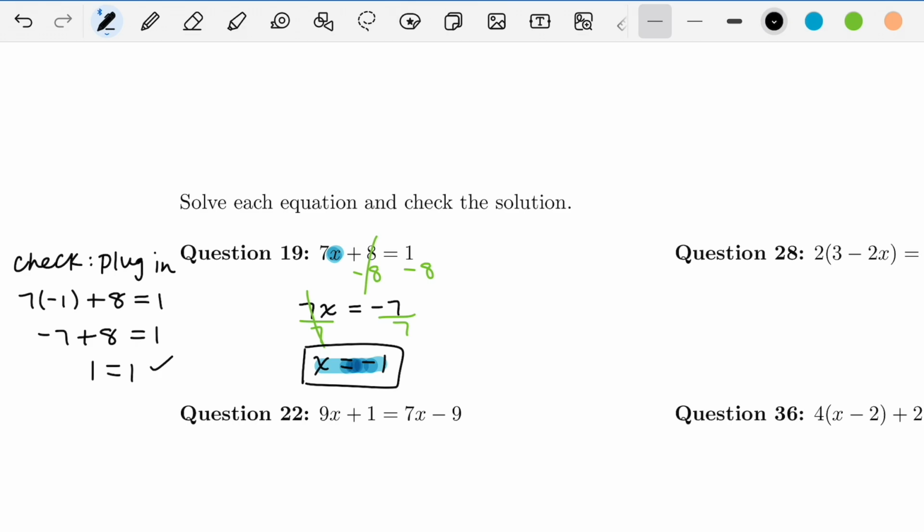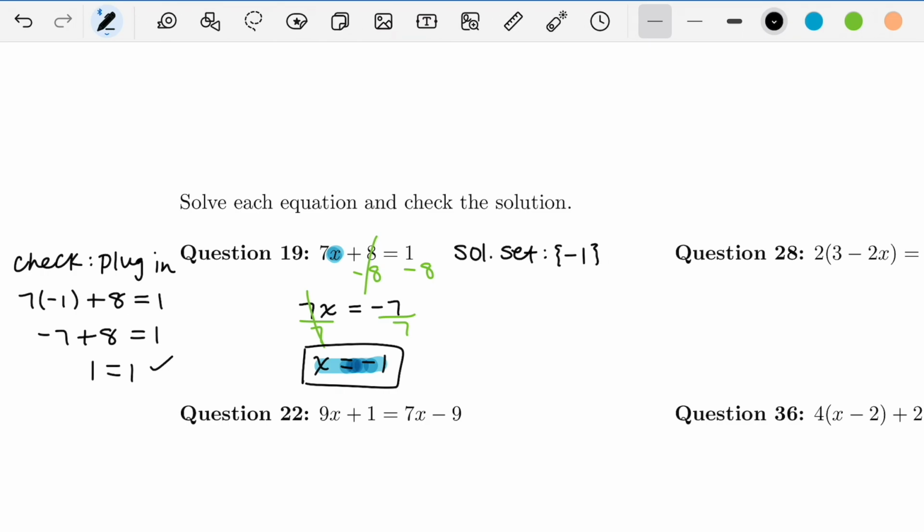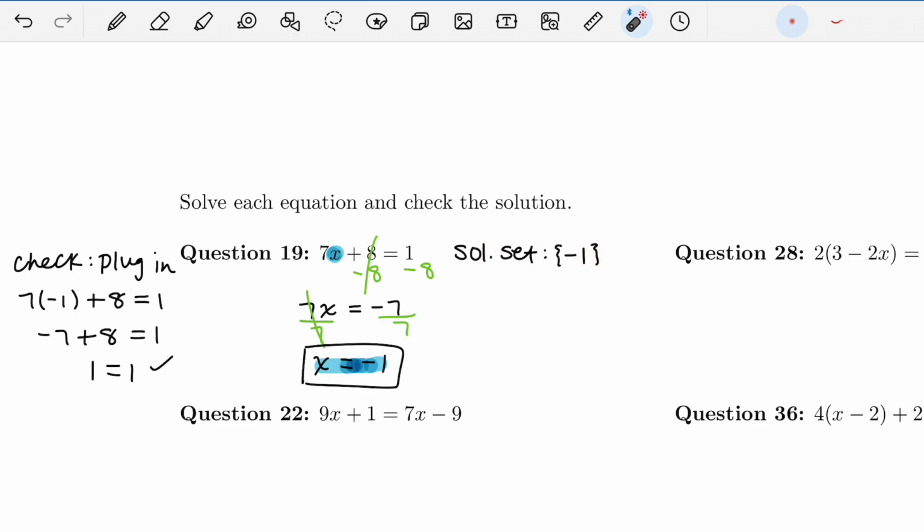Now, what this tells us is that our solution set, we can write like this here, is going to be negative 1. So our solution set is just a set of potential solutions for this equation. We will see in later sections that we can have more than one solution for an equation.